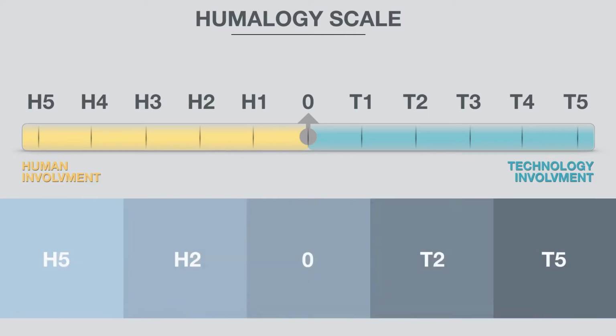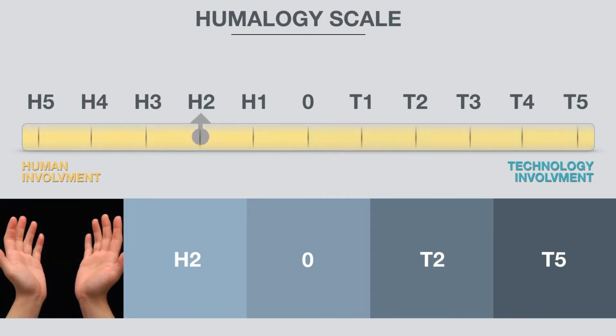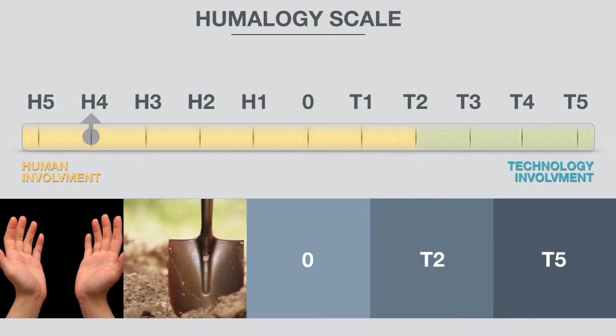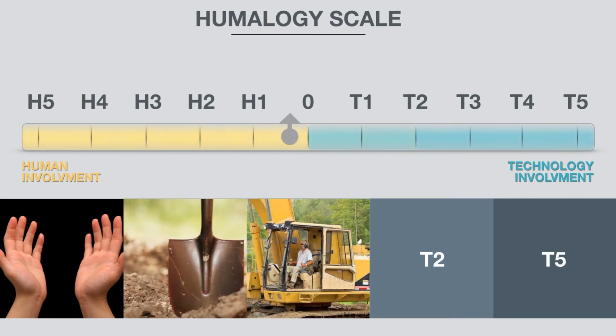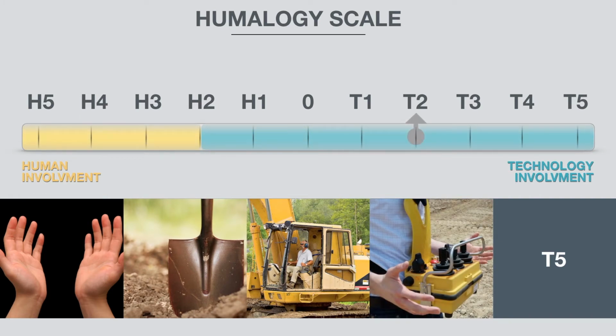So let's take a task like digging a hole. If we were going to dig a hole with our hands, we would call that an H5 activity. If we were going to add some technology to digging the hole, like a shovel, that would be an H2. A zero would literally be a person sitting in a symbiotic relationship with some sort of hole digging technology like a backhoe. So what would a T2 be? It might be a remote operated backhoe or 4 remote operated backhoes with a human remotely operating each machine.